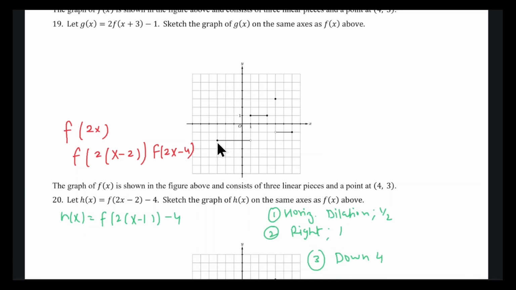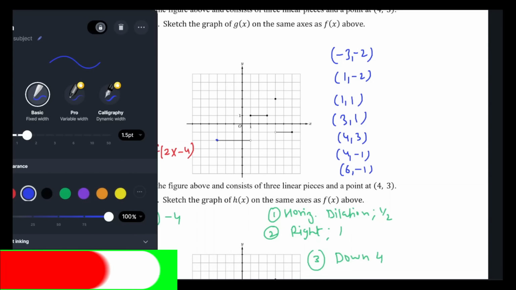All right, so let's find these coordinates. The most left coordinate is going to be negative 3 comma negative 2. And then this point will be 1 comma negative 2. Then this point is 1 comma 1, and then this point is 3 comma 1, and then this point is 1, 2, 3, 4, 4 comma 3. Well, that's just a point, there's no line. This point is 4 comma negative 1, and then this point is 1, 2, 3, 4, 5, 6, 6 comma negative 1. All right, let's do the transformations one by one.